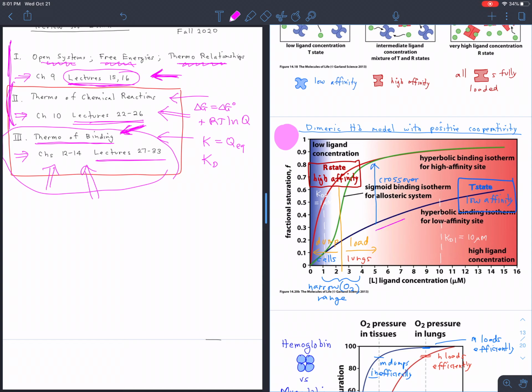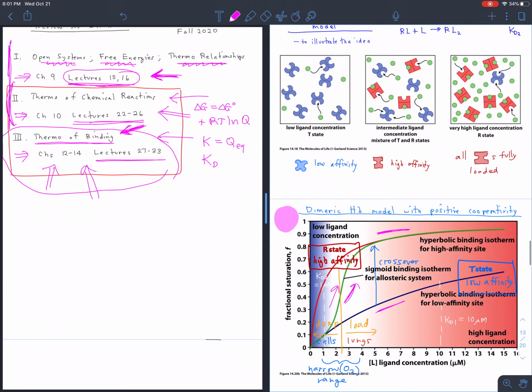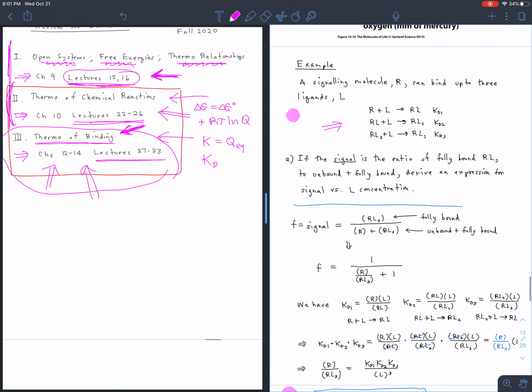Here's the response when just one thing is bound for the low affinity state. Here's the response for the high affinity state. When both of them are present at once, then you get this crossover behavior, and that's what gives rise to the steep part of the curve. All right, that's not the most important point, but a useful one for understanding how these things work.